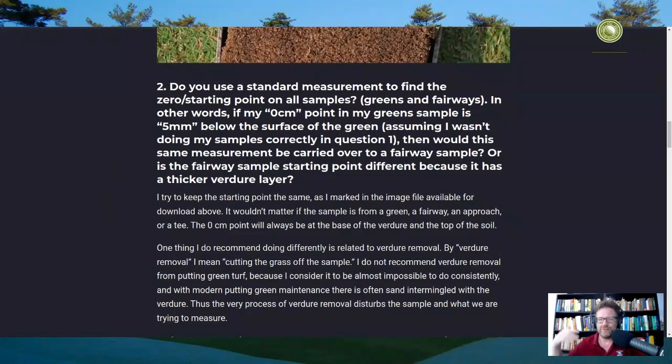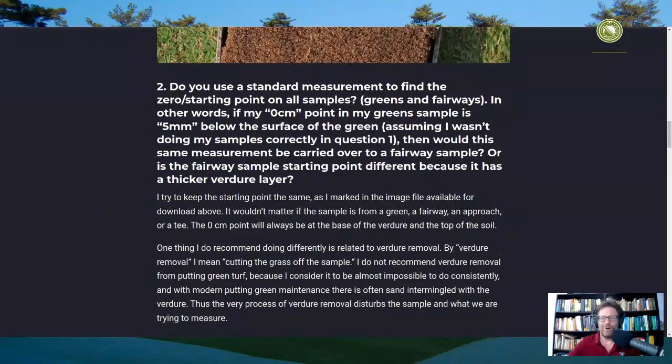But for fairway turf and for tees and for approaches, I think it's pretty easy to take scissors and cut off the bulk of the grass. And so then we'd be removing the above ground plant material from the sample. Our 0 point would remain the same. Our 0 point is still the base of the plants, the top of the soil. And I think that makes it, I don't know, that's the way it makes sense to me.